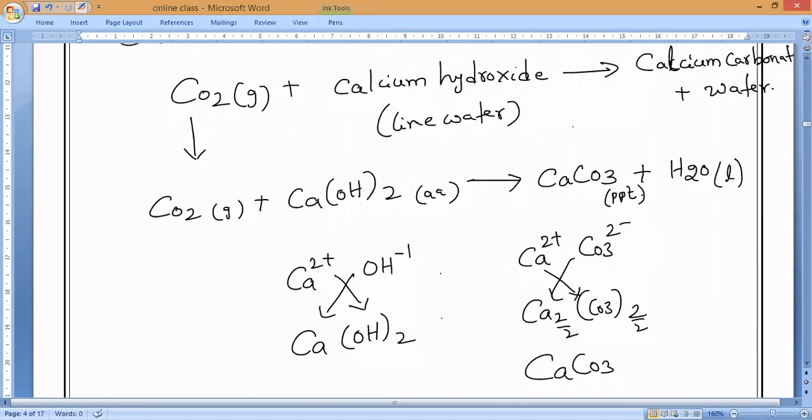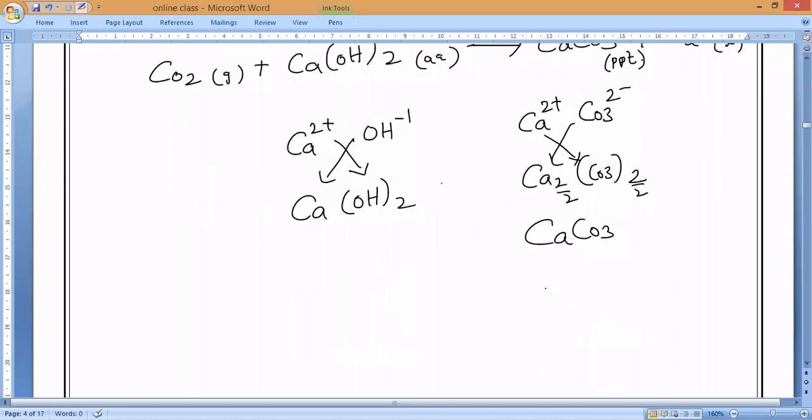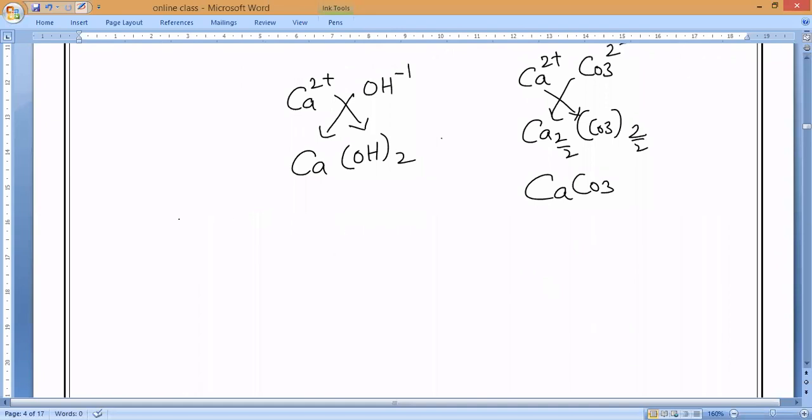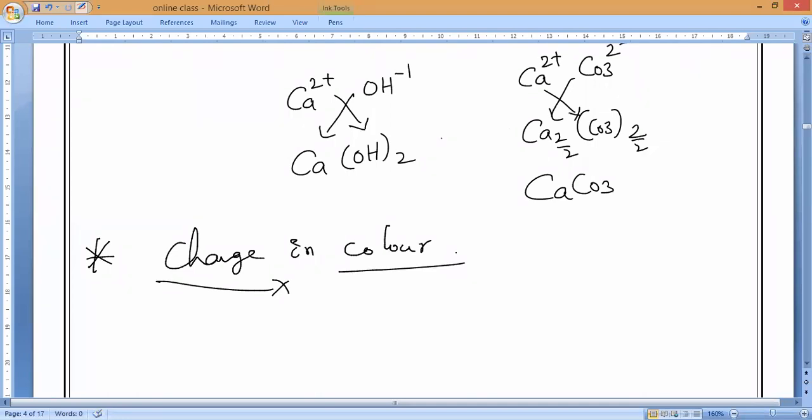Next, what is the third one, guys? The third one is change in color. So we are going to study that now. Change in color, the third characteristic. Shall we study? Yes, sir. Change in color means the reactants will be in one color and the products will come in another color. Yes or no?